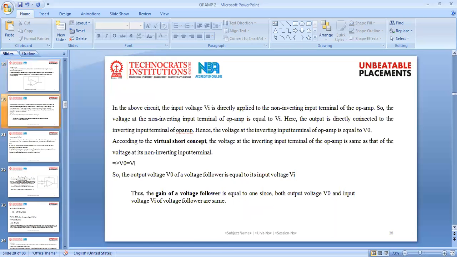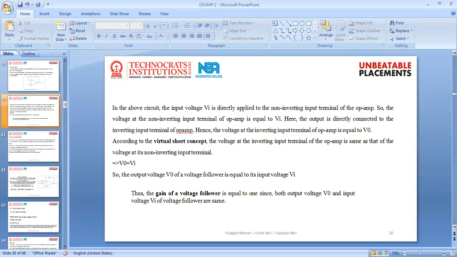In the above circuit, the input voltage Vi is directly applied to the non-inverting input terminal of the op-amp. So the voltage at the non-inverting input terminal of the op-amp is equal to Vi. Here the output is directly connected to the inverting input terminal of the op-amp. Hence, the voltage at the inverting input terminal of the op-amp is equal to V0. According to the virtual short concept, the voltage at the inverting input terminal of an op-amp is the same as the voltage at its non-inverting input terminal.